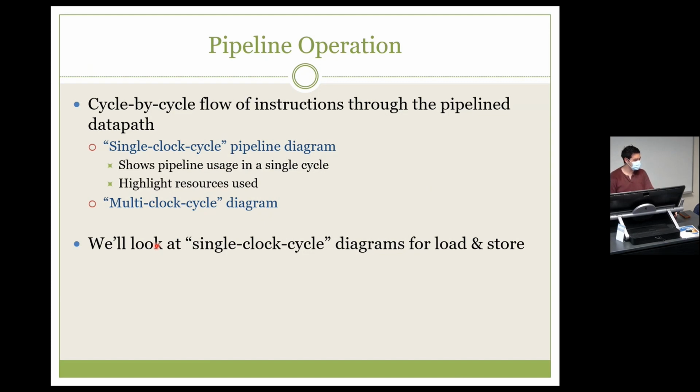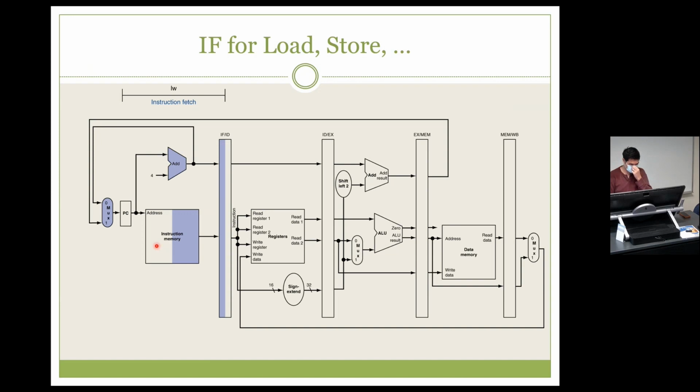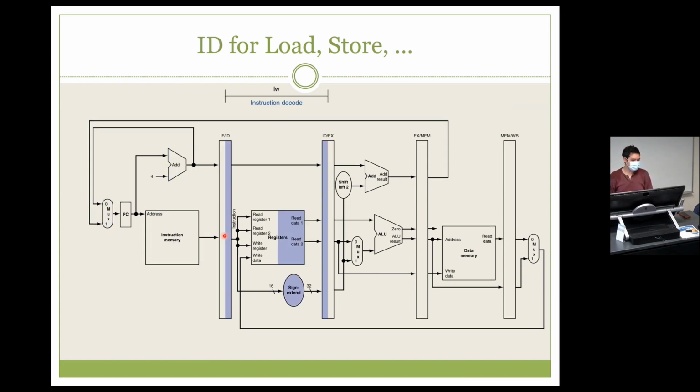So let's look at the single clock cycle for load and store. Let's say we first fetch a load word. So we increment PC by 4, store that into the PC register, and get the instruction out of the instruction memory, and store both PC plus 4 here and the load word instruction. Next clock cycle, we just follow the load word.